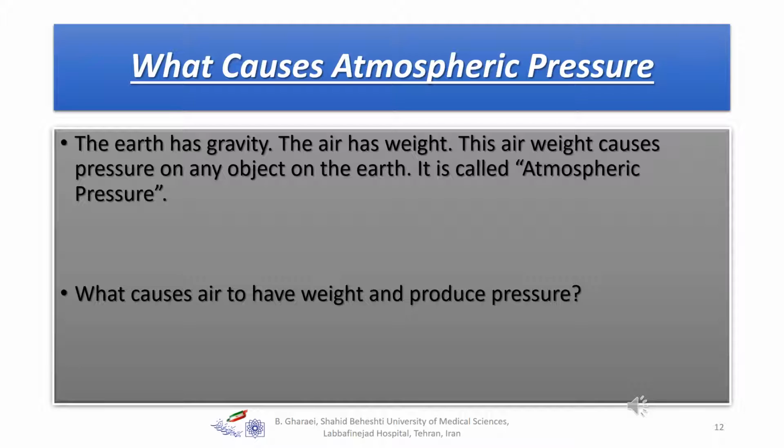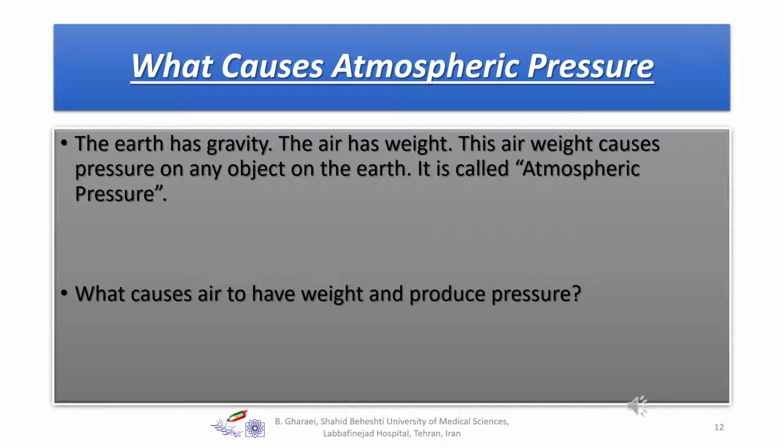Okay, as we discussed, we know that we have something called atmospheric pressure. But what really causes atmospheric pressure? The Earth has gravity. The air has weight. This air weight causes pressure on any object on the Earth. It is called atmospheric pressure.